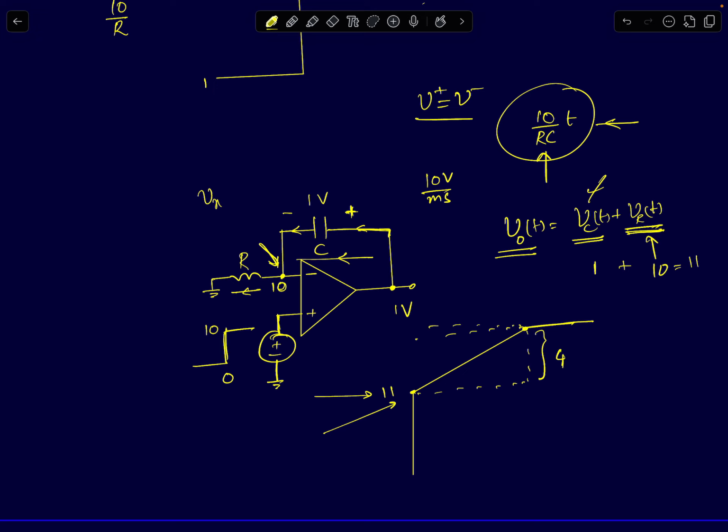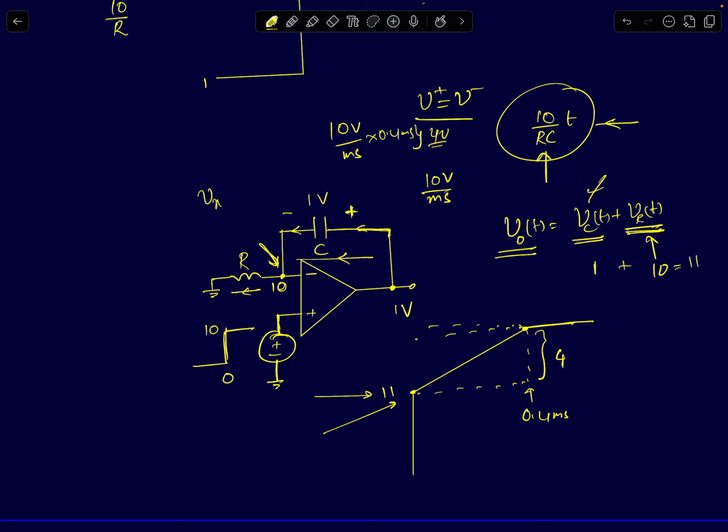And if it is increasing at a rate of 10 volts per millisecond, in 0.4 milliseconds it will reach 4 volts. The capacitor will build an extra voltage of 4 volts across it. That will be the linear increase, and this will happen in 0.4 milliseconds.